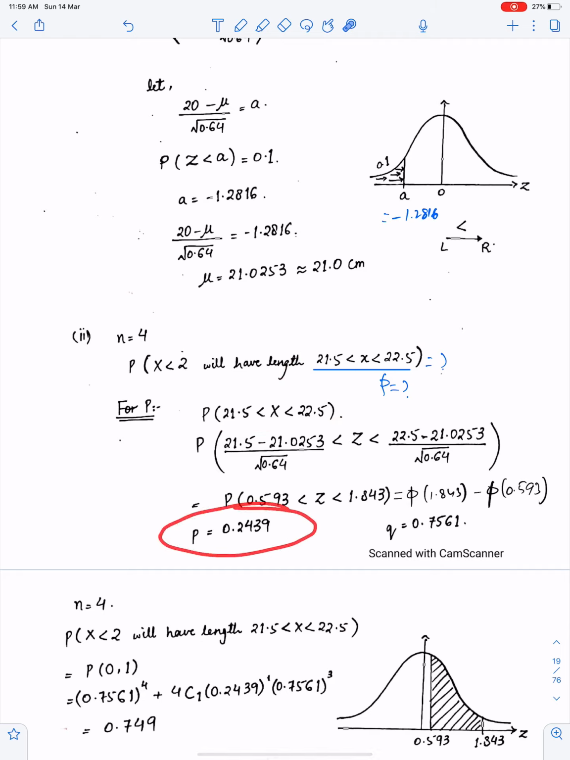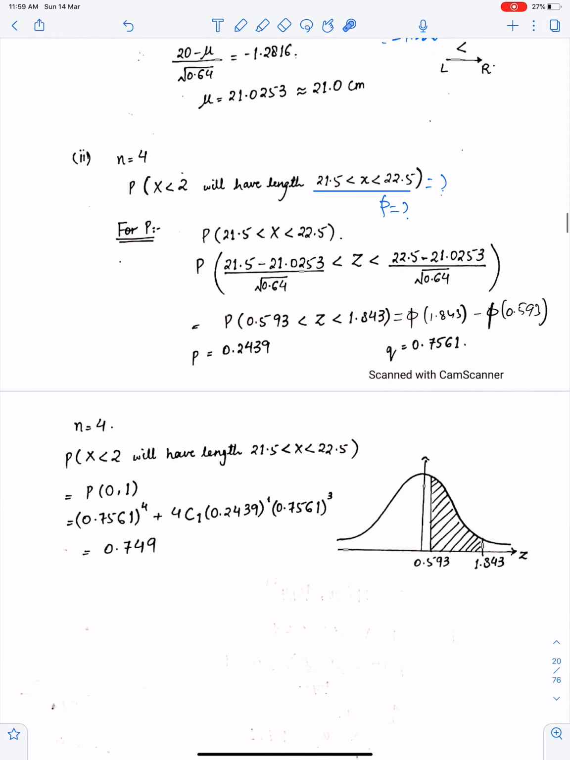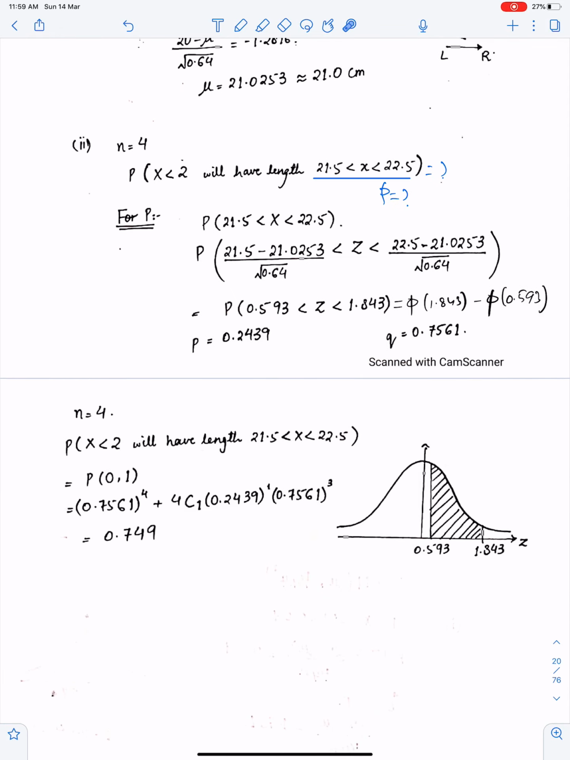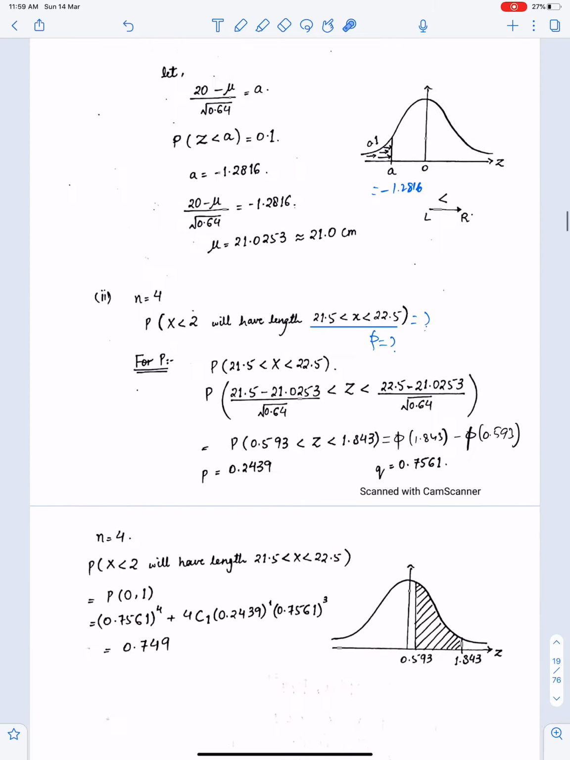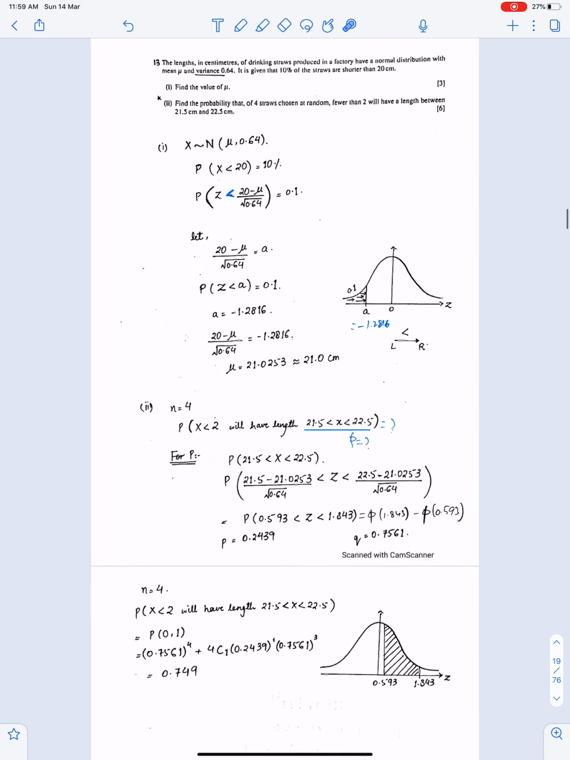This is P. Both are positive, so this is phi and this is also phi. This is P and this is Q. So you just need to use a binomial distribution, less than 2. So less than 2 means 0, 1. That's the way to solve this. You can take the screenshot of the solution if you want.